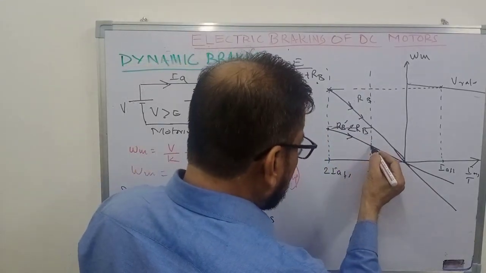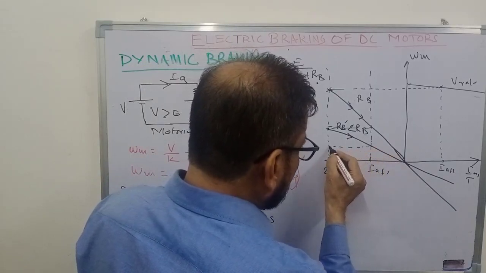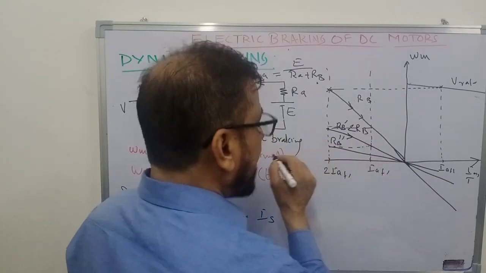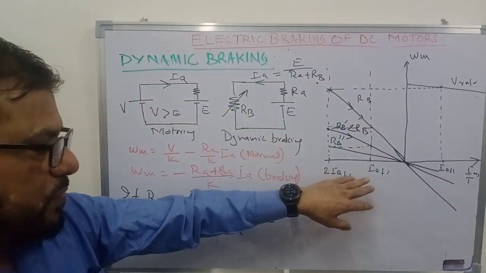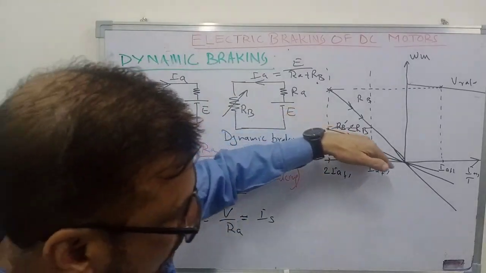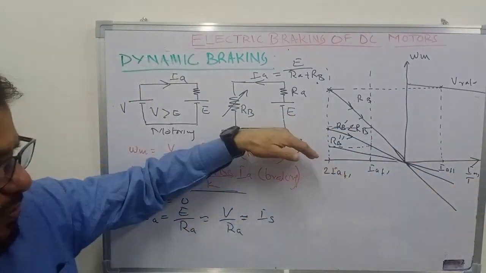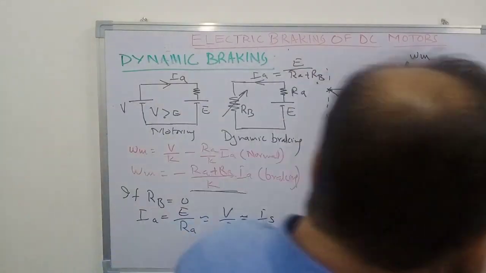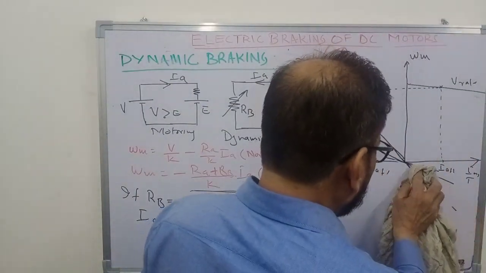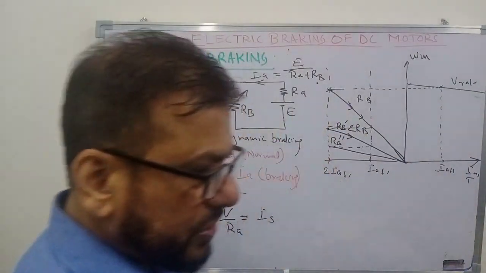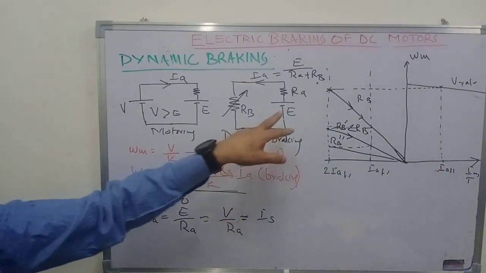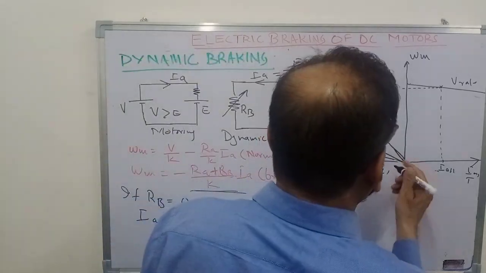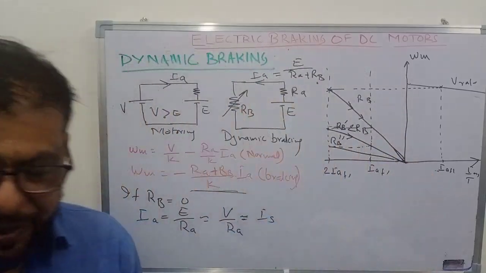And again, reaching here, you can again cut out the resistance to RB double dash, and again the torque will become twice the full load torque, and the motor will decelerate quickly, and finally it will come to standstill here. So this negative part will not be there, because as the motor speed becomes equal to 0, then E will also be equal to 0 and no current will flow. So this is the case of what is known as dynamic braking.